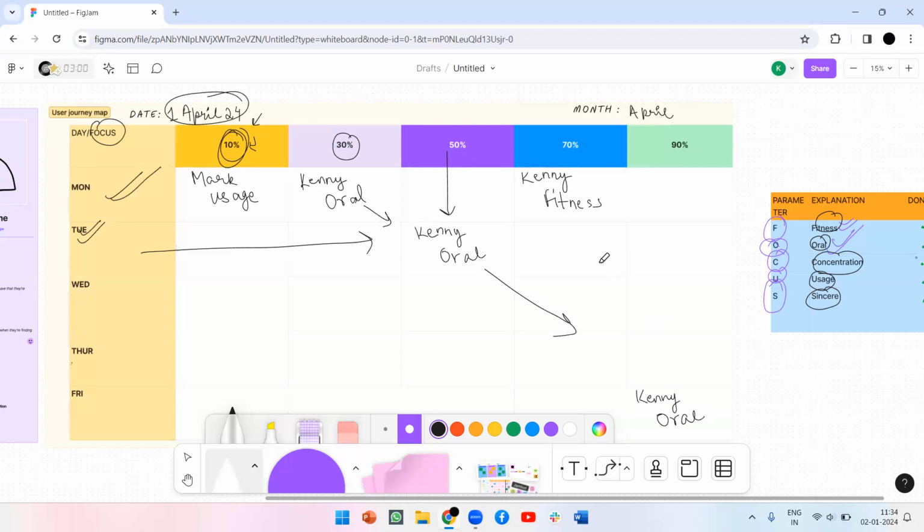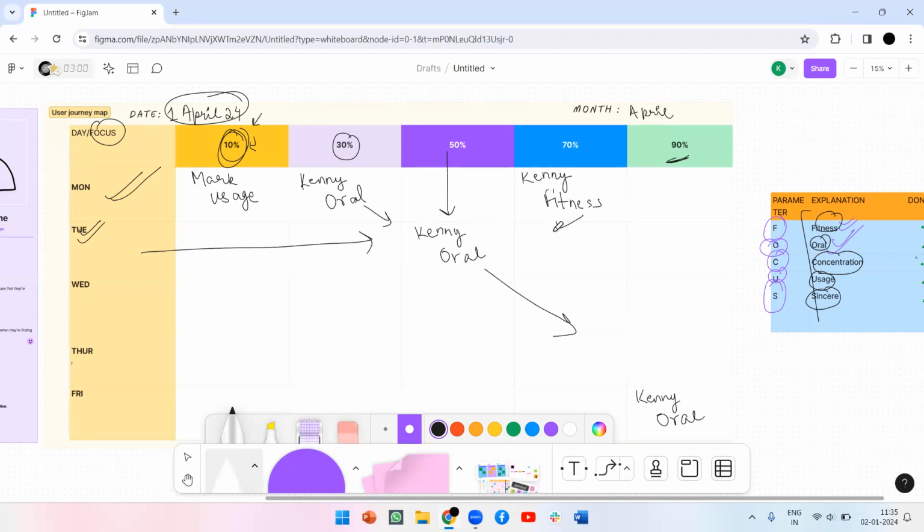Now you can analyze this chart by seeing the performance as far as the percentage is concerned. You need to bring each of these parameters to 90%. And this chart is helpful to analyze whether the student is getting weaker in any parameter.